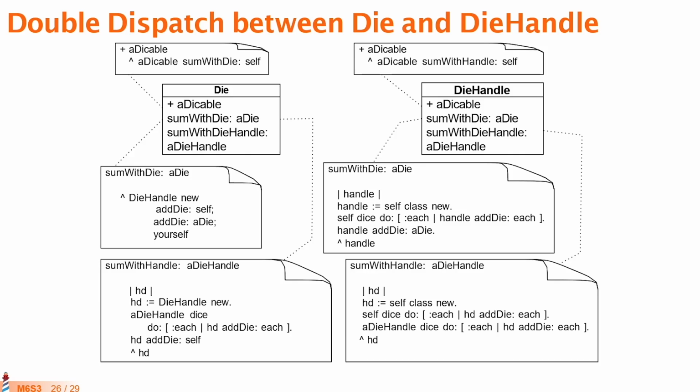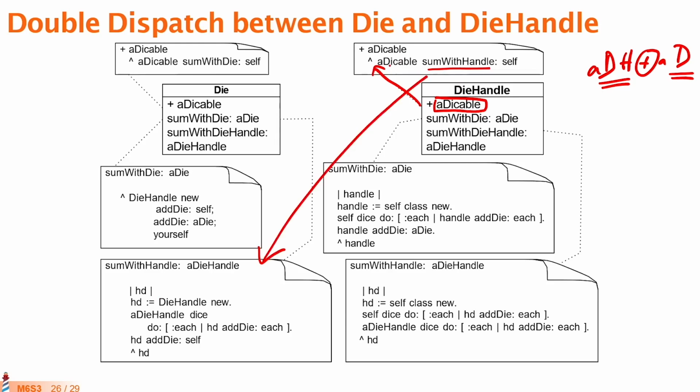Here we manage the four cases. Let's play a bit with that. If I have a DieHandle plus a die, what happens? First, the plus will be selected in the class DieHandle. So this means that this is the one that will be selected. I will execute this case first, and the argument here is a die. So this means that I will have a die sumWithHandle. So in that case, I will go here, because I have a diceable. I don't know if this is a die or a DieHandle, but in my case here, I know that this is a die. So I go here, and then I execute this code.